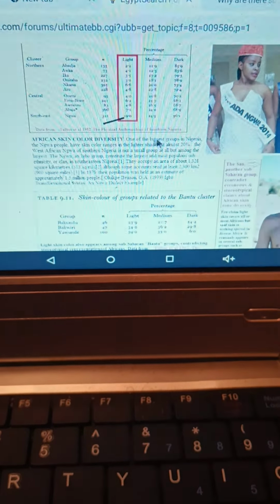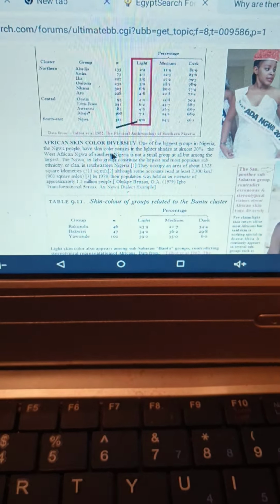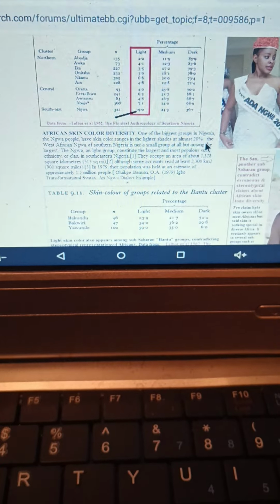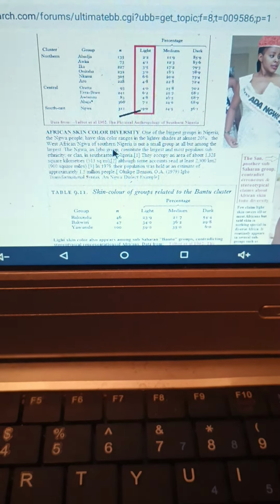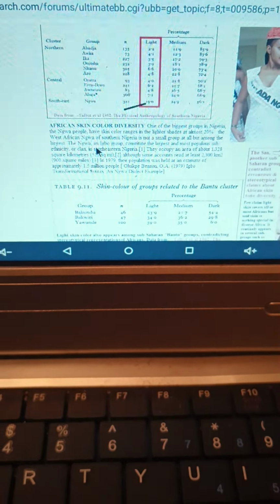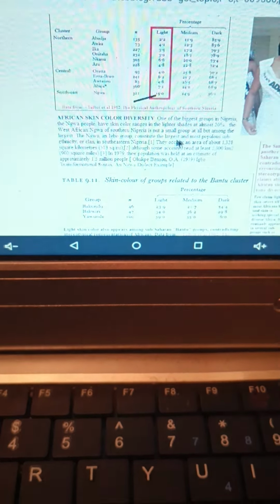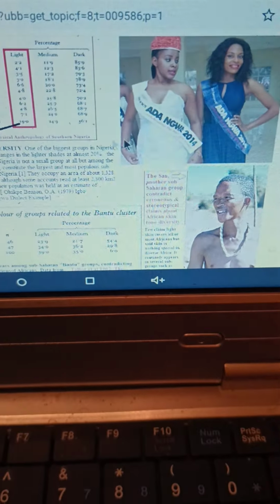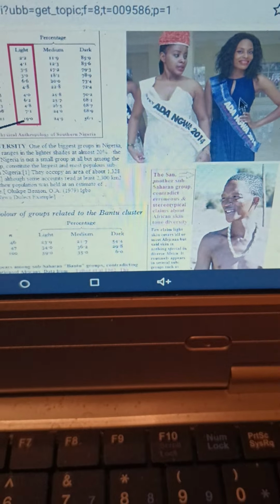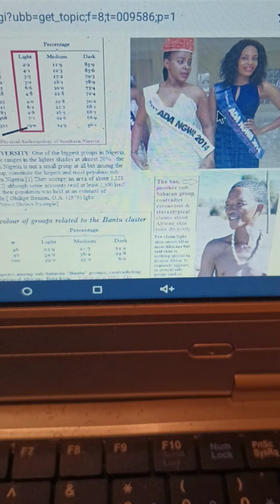One of the biggest groups in Nigeria, the Ngwa people, have skin color ranges in the lighter shades at almost 20%. The West African Ngwa people of southern Nigeria is not a small group at all, but among the largest. The Ngwa, an Igbo group, constitute the largest and most populous sub-ethnicity or clan in southeastern Nigeria. And this is an example of two Ngwa women. This is not her natural hair, by the way.